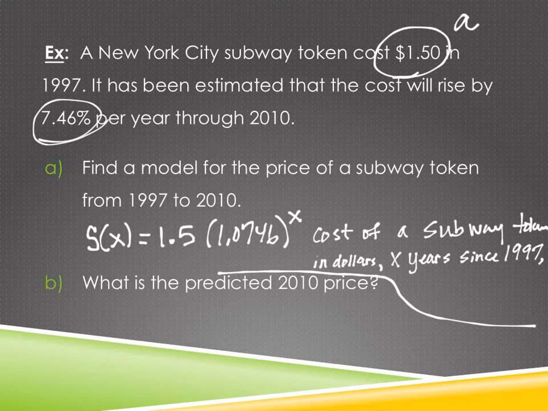Okay, so I need to have an input interval. 1997 is marking my year 0. And this says that it's accurate, or able to be used, through the year 2010. So how many years after 1997 is that? 13. So we will go from 0 to 13 on our input. And on part B, it wants us to figure out what that 2010 price is. So how would I do that?